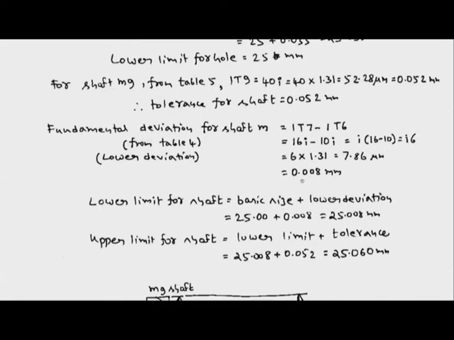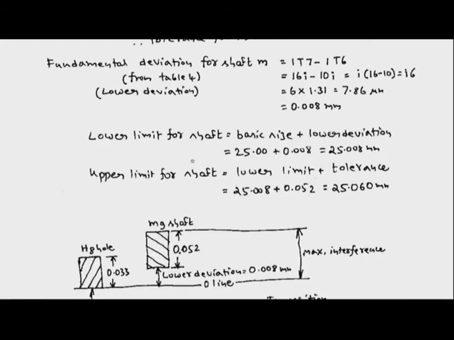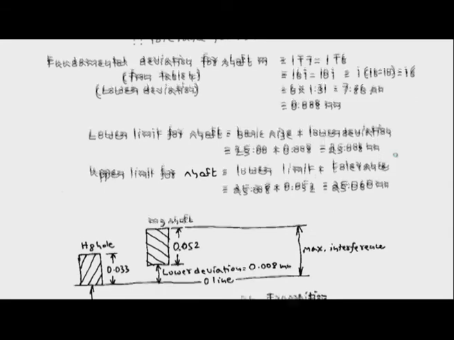Now, once we find this fundamental deviation and tolerance, we can find the limits for the shaft, that is lower limit for the shaft is equal to basic size plus lower deviation, that is basic size is 25 millimeter plus lower deviation is 0.008 millimeter, and this will give us 25.008 millimeter.